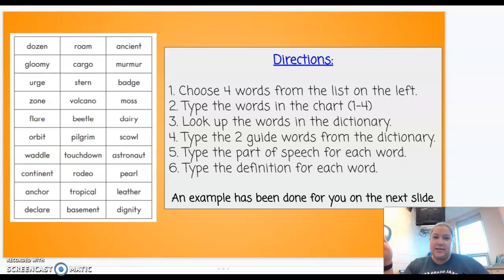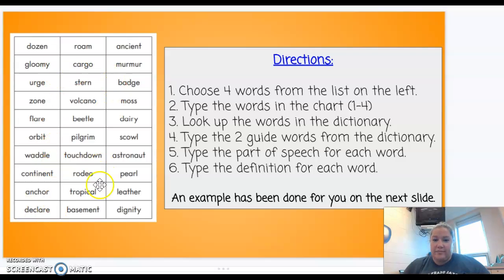For today's word study lesson, you will need to sign on to Schoology and find the assignment you see here. Earlier today, we talked about looking words up in the dictionary. So for your lesson today or your assignment, you will be looking up 4 different words of your choice.